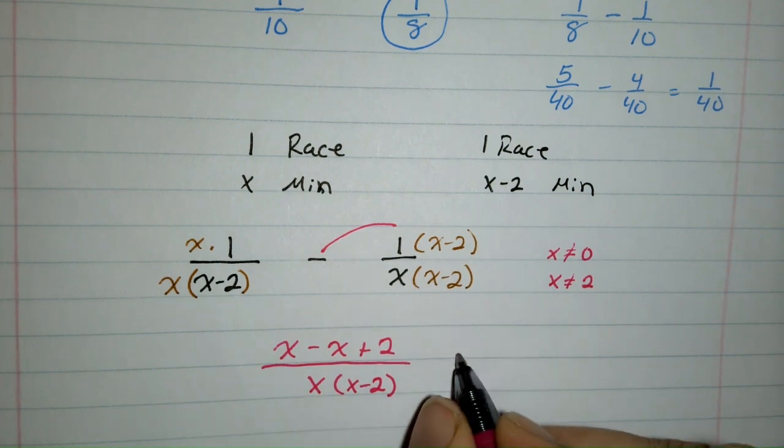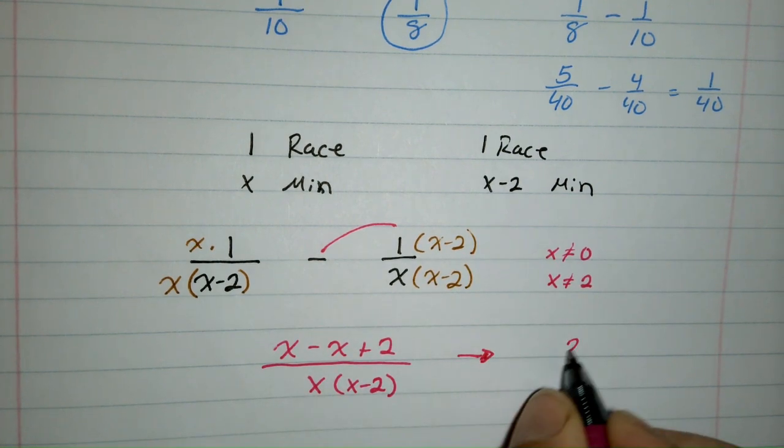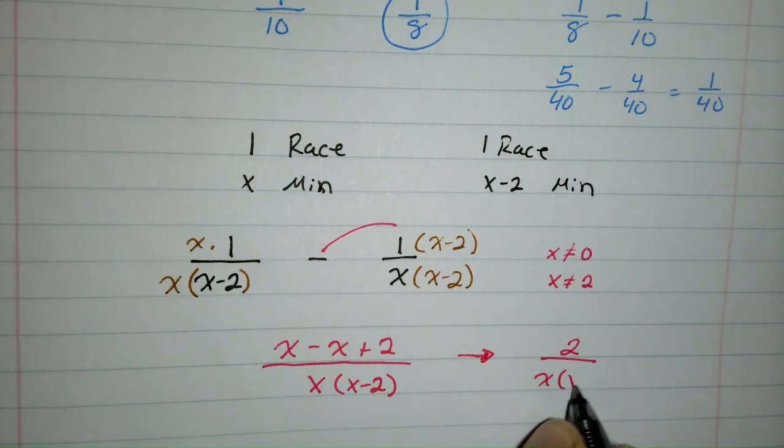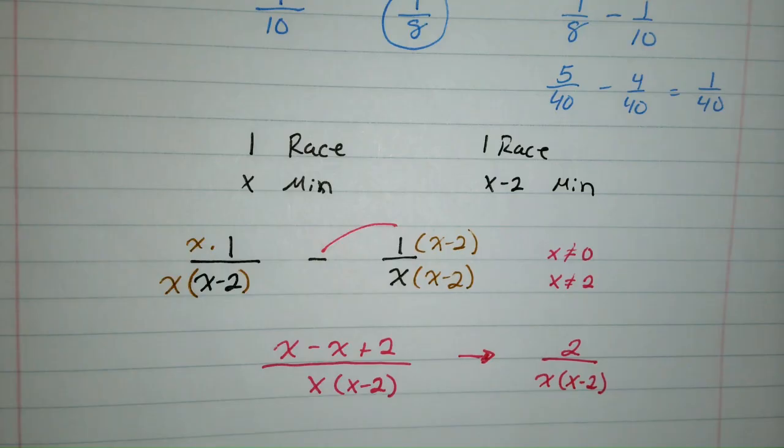All right, combine like terms. 2 over x times x minus 2. So once we find the number of minutes that runner 1 finishes it in, then we know how much faster they are compared to each other.